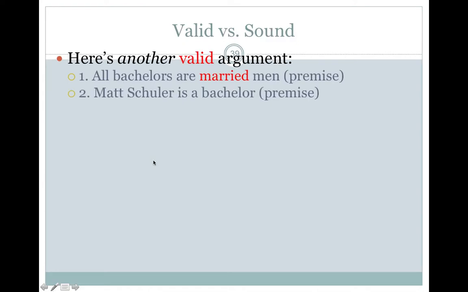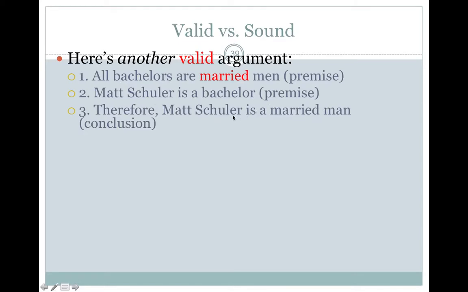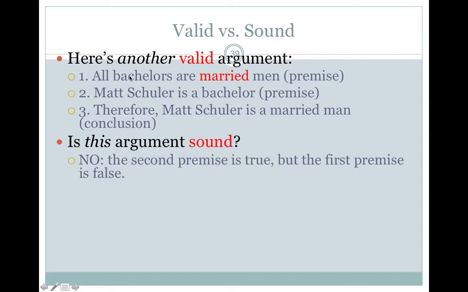Now here's another valid argument. All bachelors are married men. Matt Schuler is a bachelor, therefore Matt Schuler is a married man. Why is this argument also valid? Because if these two premises were true, this would have to be. But obviously, premise 1 is false. That's not what a bachelor is. So that argument's not sound because it has a false premise.